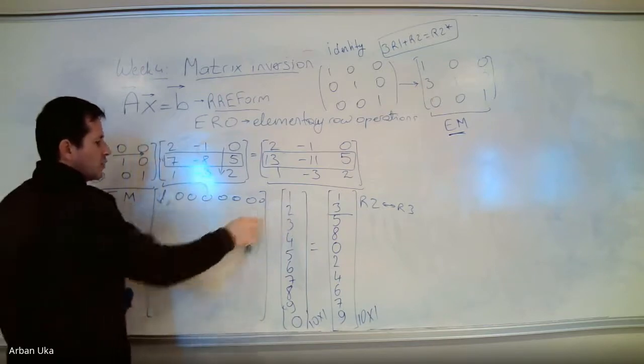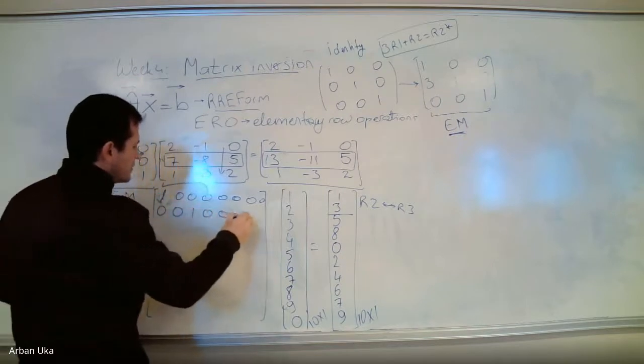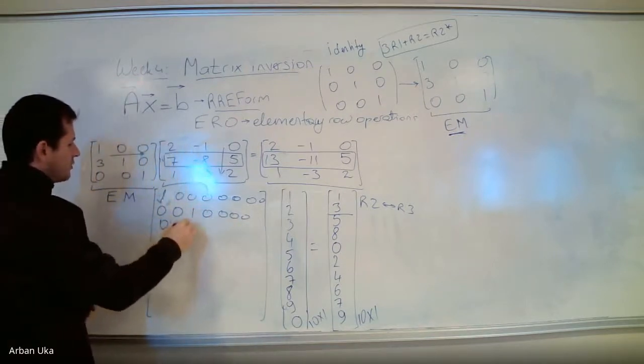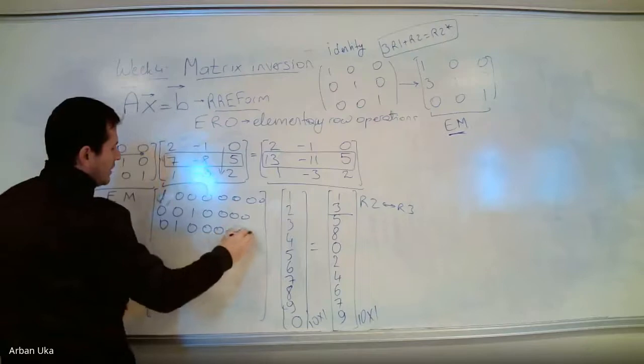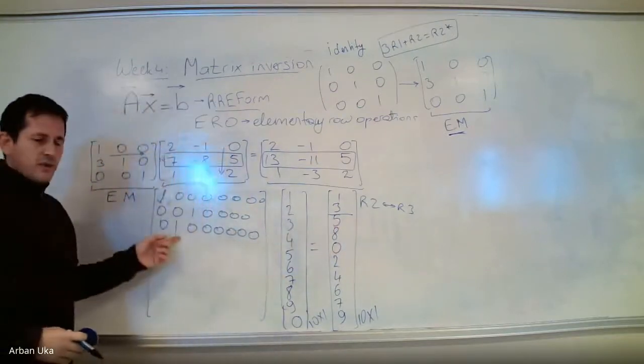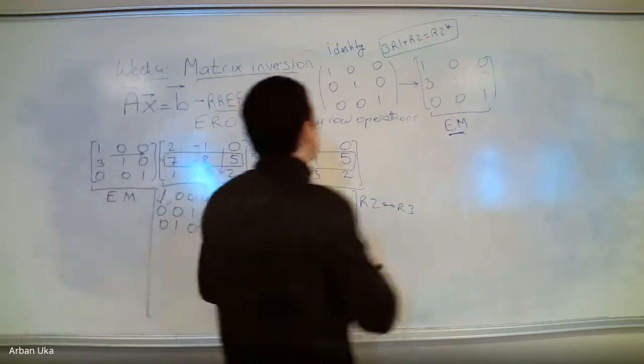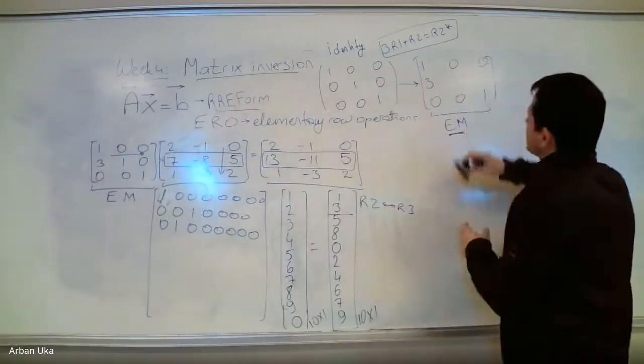How can we exchange row 2 with row 3? Let's put here 0, 0, 1, 0, 0, 0, 0. Here it's going to be 0, 1, 0. So this exchange of the rows can be represented from an identity matrix by just interchanging these numbers. So let's try if this is true.